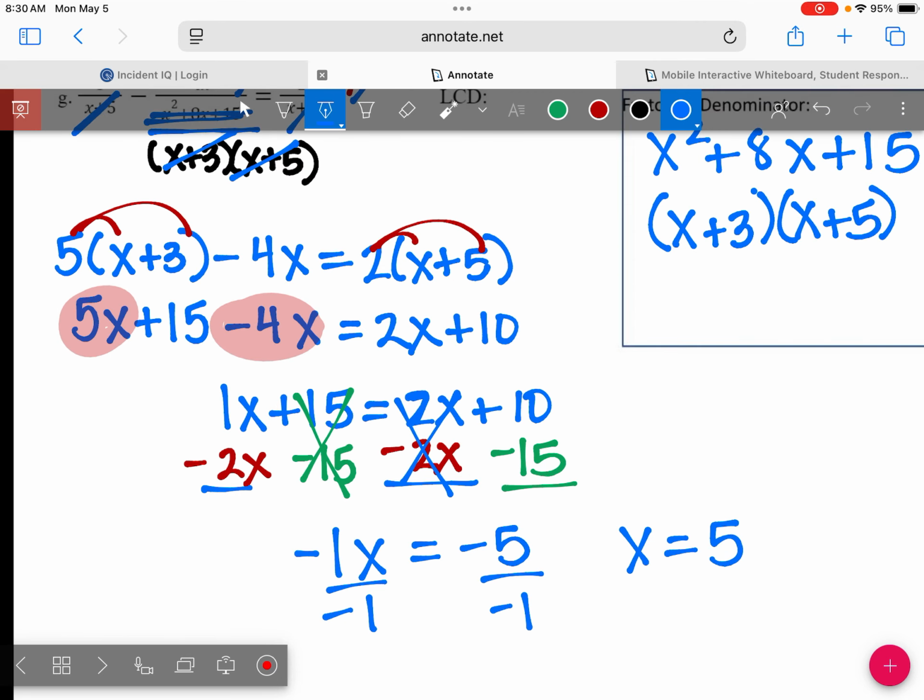Can I use it? If I put a 5 here, is 5 plus 3 0? Yes or no? What about 5 plus 5? Is that 0? All right, so we can keep it. This is my answer.